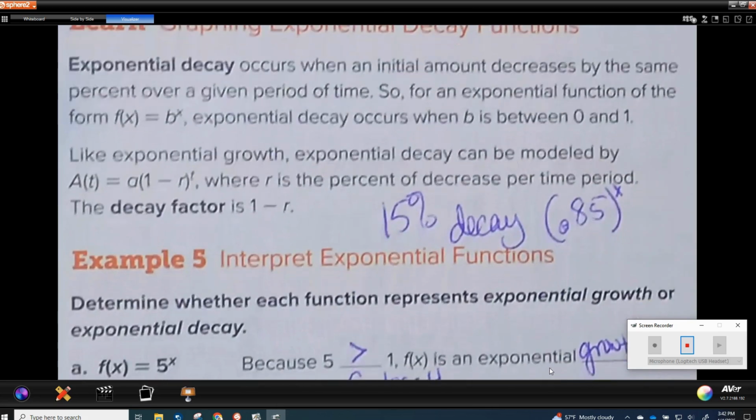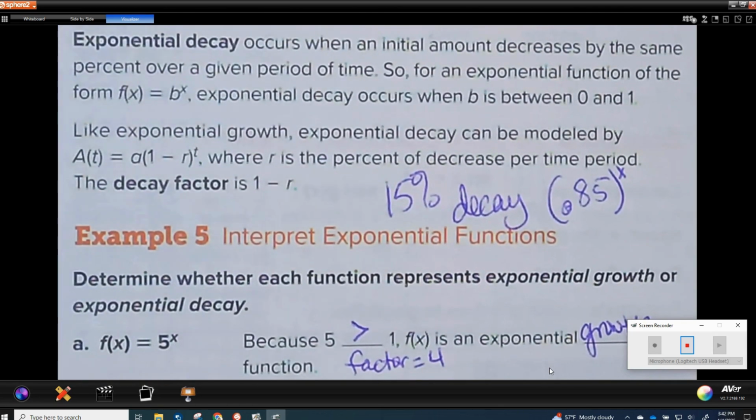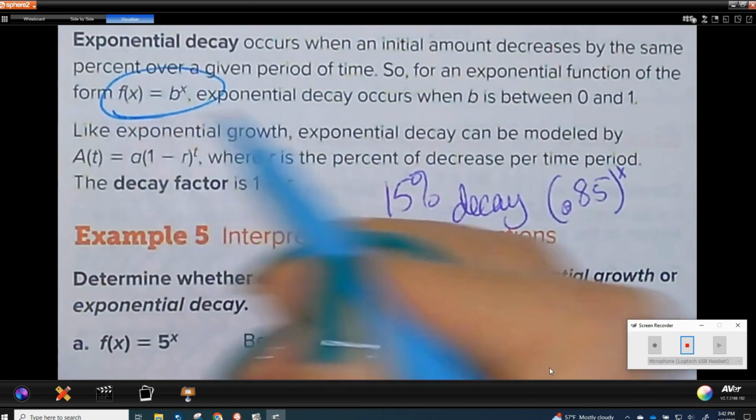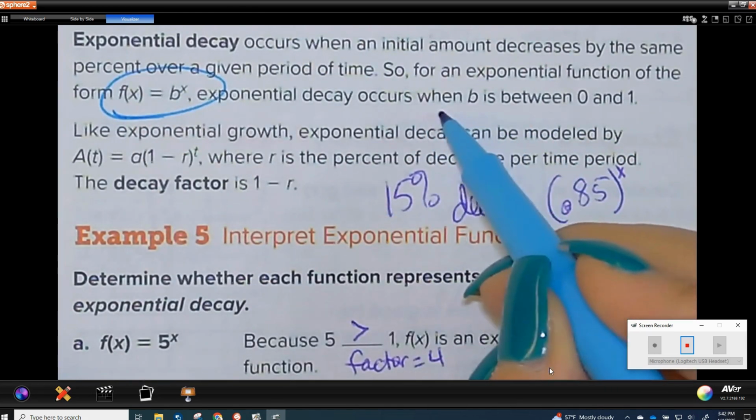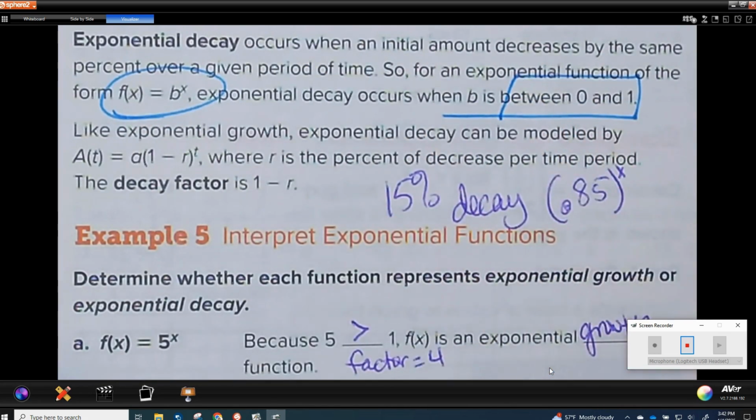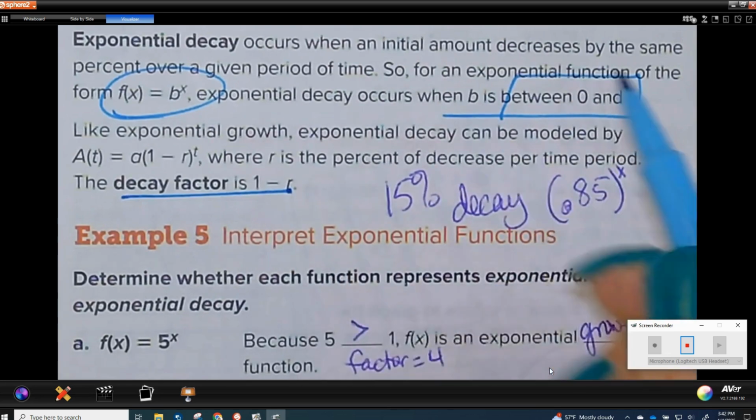Now we're going to talk about decay. Decay is a little confusing. Well, let me talk about it. It's when your rate is between 0 and 1. So decaying by 50%, 0.5. Decaying by 25%, 0.25. But that's the amount of decay, your rate. Your factor is 1 minus that.